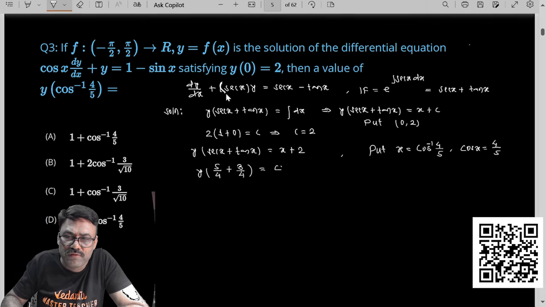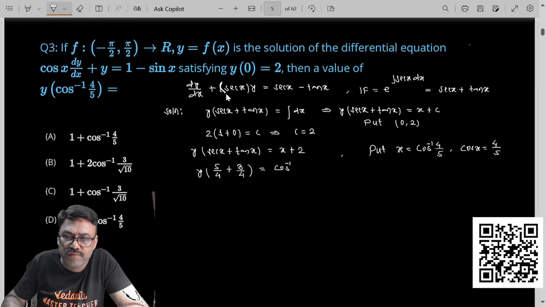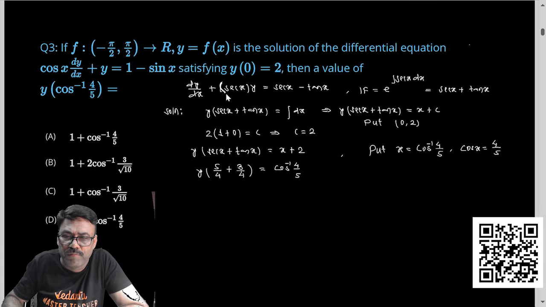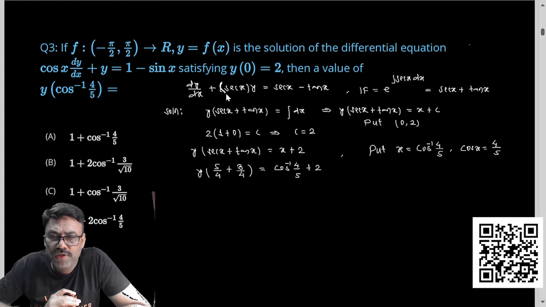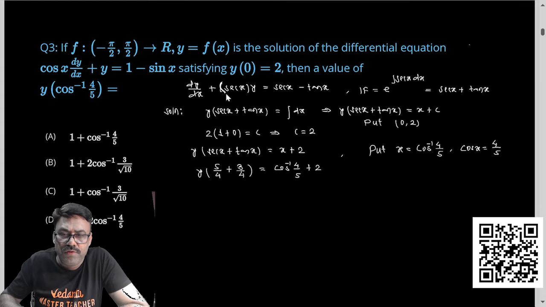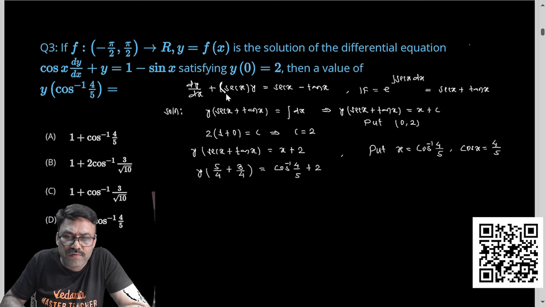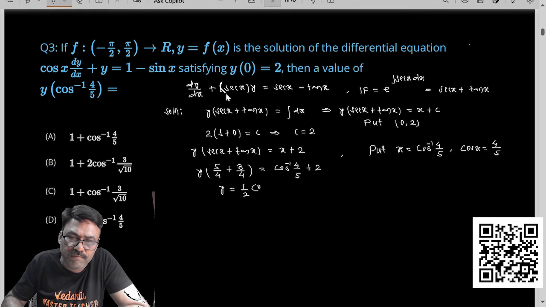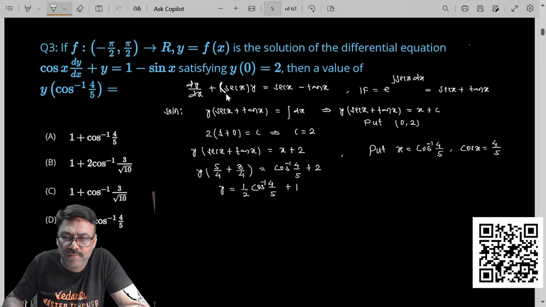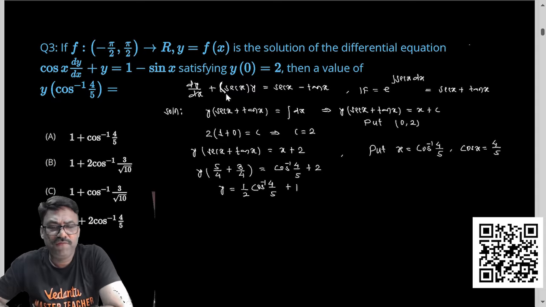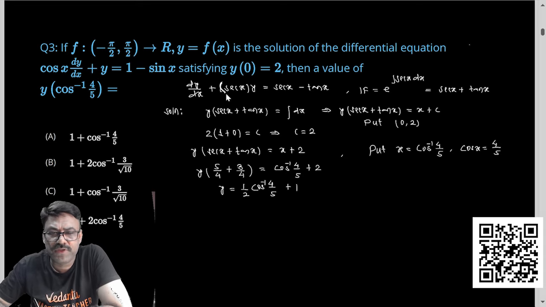X is what? Cos inverse 4 by 5 plus 2. So you are getting, let's add this, 5 plus 3, 8 by 4 divided by 2. So you are getting y is equal to half cos inverse 4 by 5 plus 1. But if I look at the options, I don't have any option like this, half cos inverse 4 by 5 plus 1.